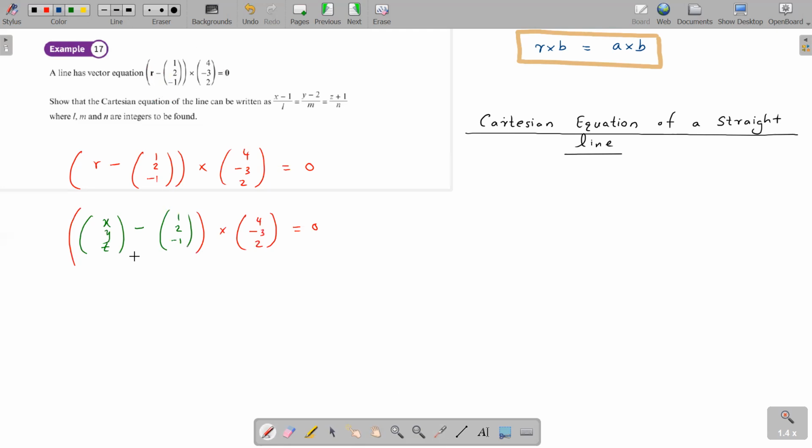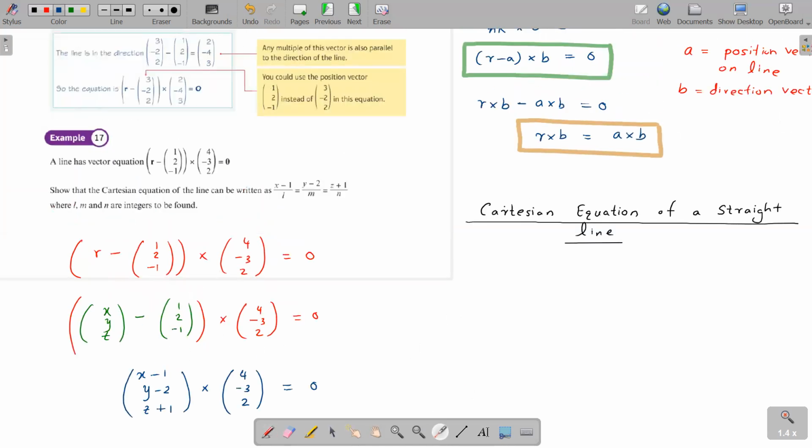Okay, so then let's get the answer here. X minus 1. Get the answer for the first product. X minus 1 over y minus 2 into z plus 1, cross 4 minus 3, 2 equals to 0. So you can see this is in the form r minus a cross b equals 0, right? I mean, you can see it's given in this first format. Do you see? R minus a cross b equals 0 format it's given. So we are going to learn how to convert that to Cartesian.